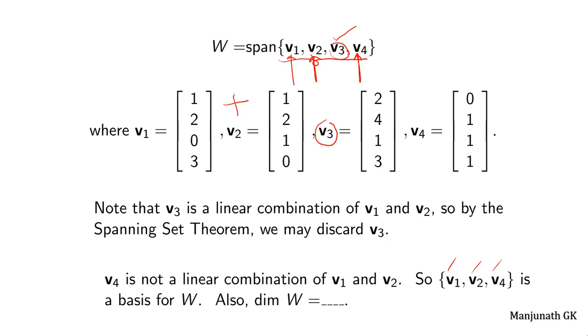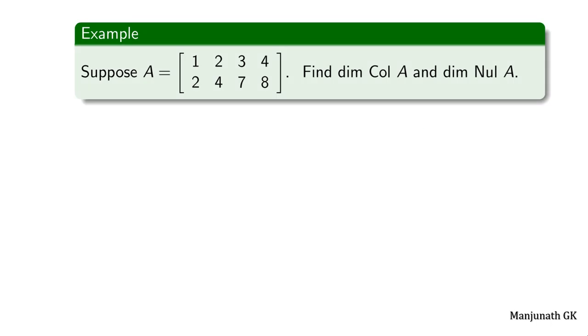Dimensions of vectors. So it is only 3. So we have solved the one problem here. Next, let us solve one more problem. Suppose A is this matrix, then find the dimensions of the column space of A and the dimensions of the null space of A.